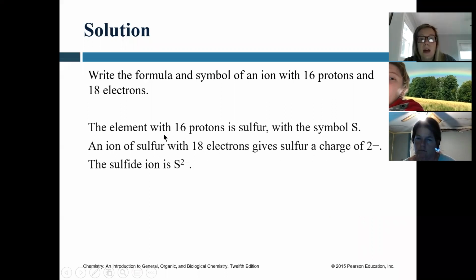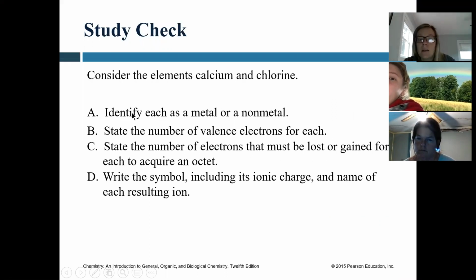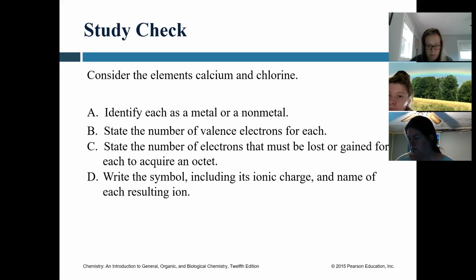So consider the elements calcium and chlorine. I want you to identify them as a metal or non-metal. Tell me how many valence electrons there are for each. Tell me how many electrons would be gained or lost for each. And then write the symbol with its charge. So we have calcium and we have chlorine. And this will make a little more sense why we're doing this in a minute.